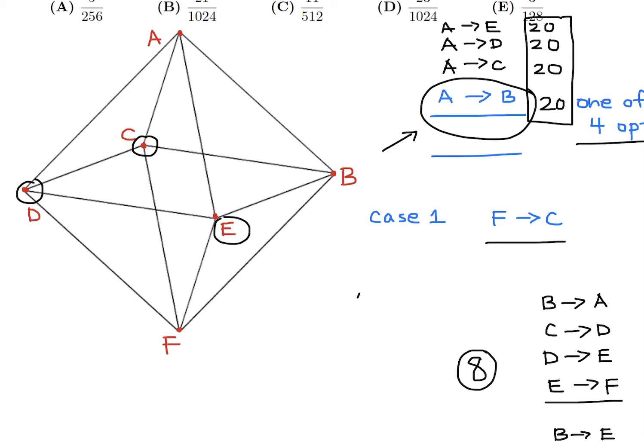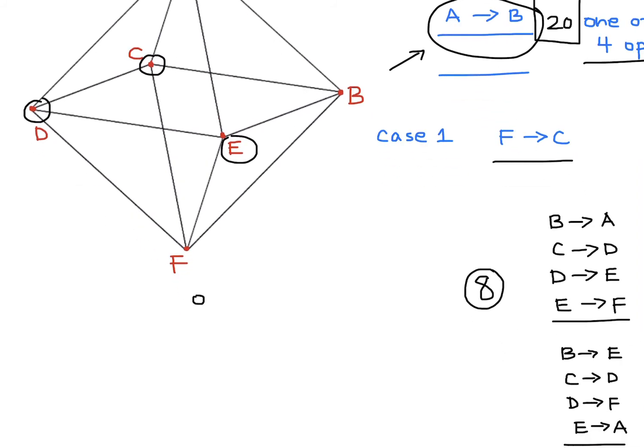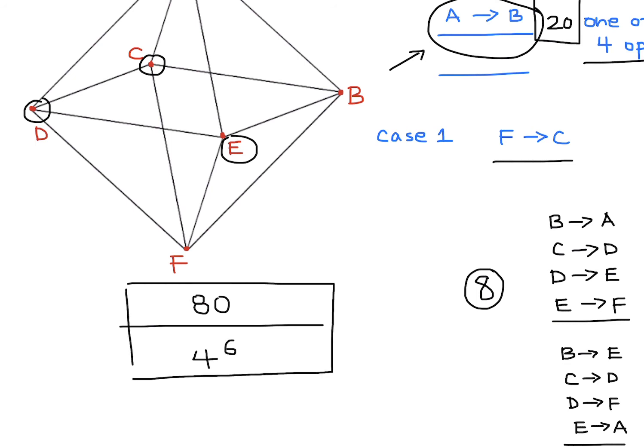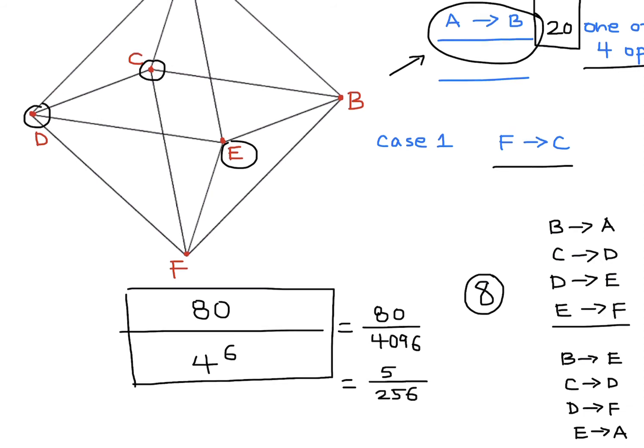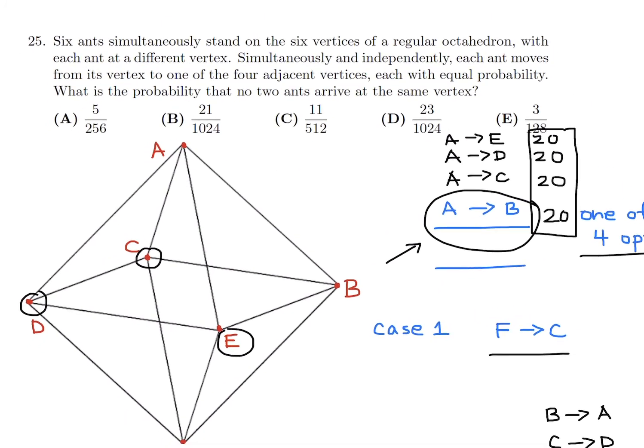And if you remember, probably by now you've forgotten the denominator. Our numerator we just figured out was 80. The denominator was 4 to the power of 6. So this is the final answer. Now this is equivalent to 80 over 4096, the fraction. If we divide top and bottom by 16, you'll get 5 over 256, and that is in lowest terms. 5 over 256 is choice A for number 25.